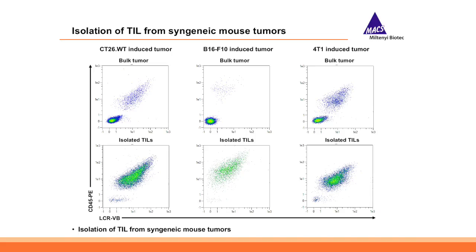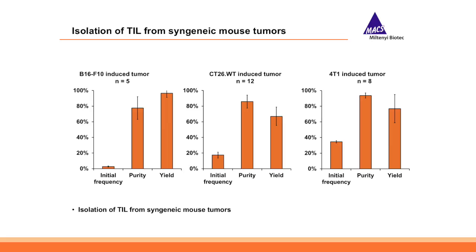This has been validated in 3 different tumor mouse models, the CT26, B16F10, and 4T1. And these TILs were isolated to purities over 80% and with very high recovery.